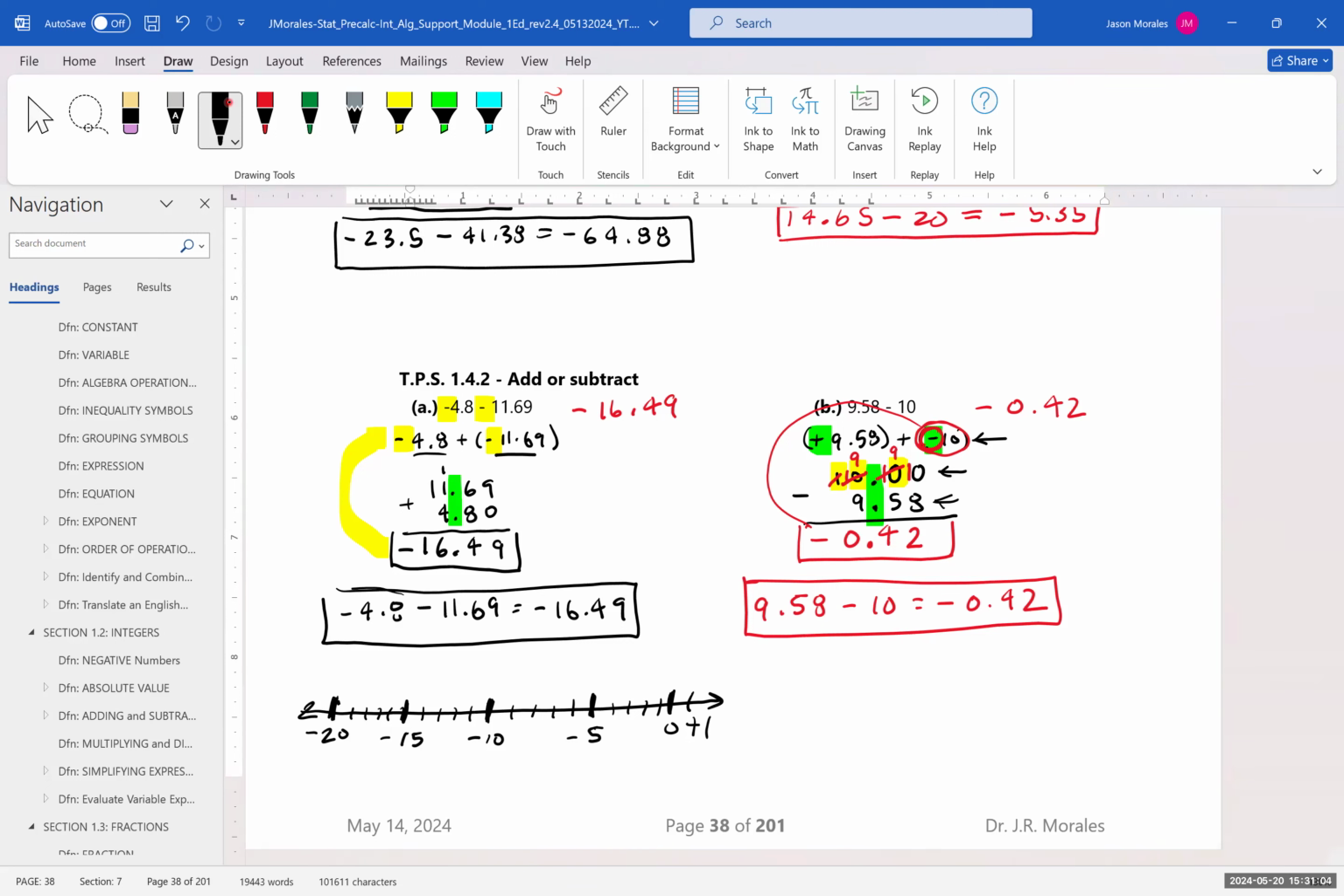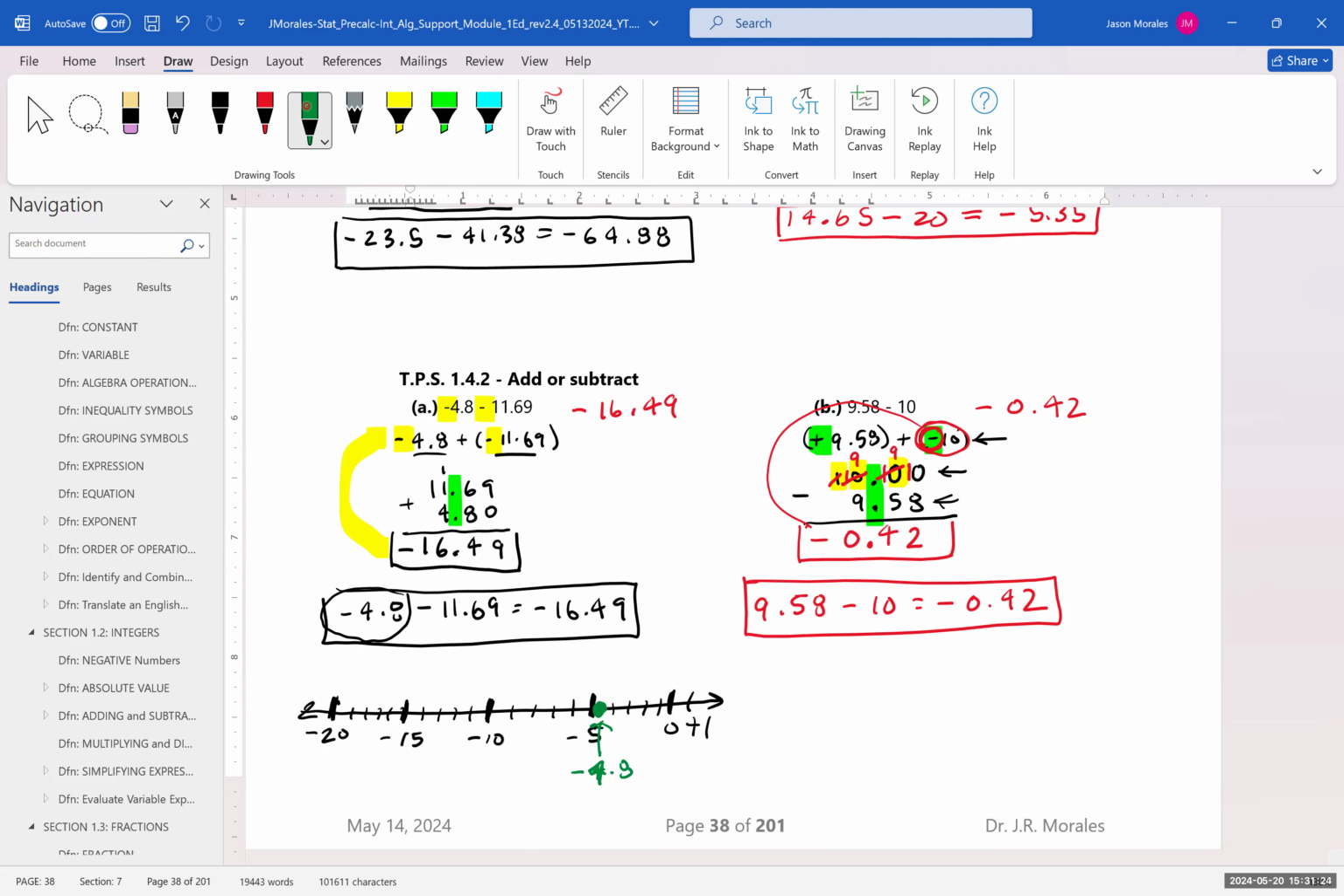Okay, so the first number that we've got is -4.8. So where is -4.8 on our number line? -4.8 is right here, just under -5. So this is -4.8.